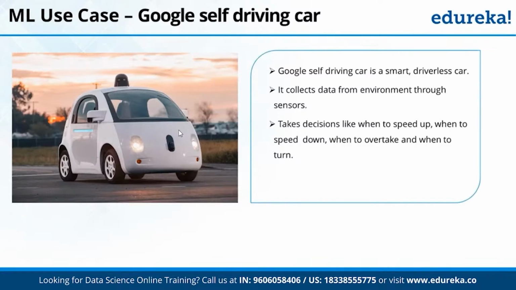Machine learning use cases. Google self-driving car. Google self-driving car is a smart driverless car. It collects data from environment through sensors, takes decisions like when to speed up, when to speed down, when to overtake, and when to turn right. So basically what this car actually does is it captures the images. Suppose the car is driving, it captures the images which is in front of that car, then it reads the image. So obviously machine cannot read an image directly.